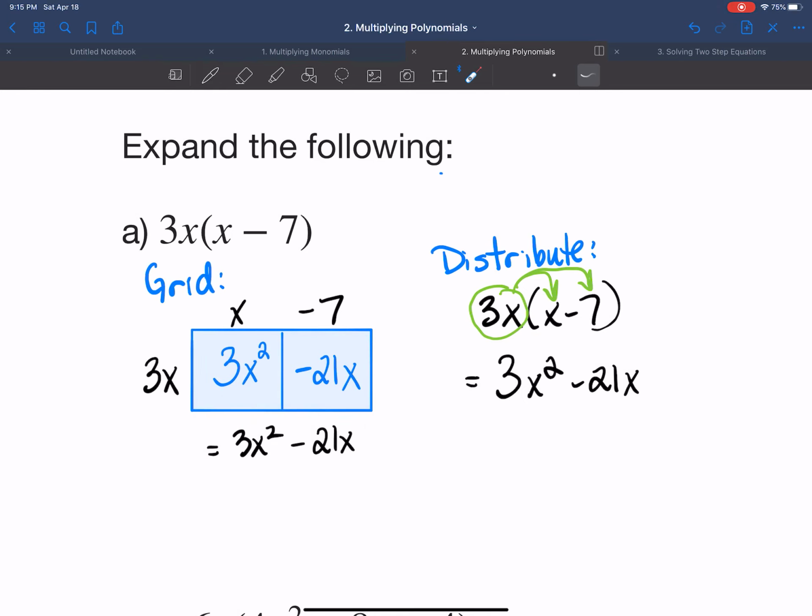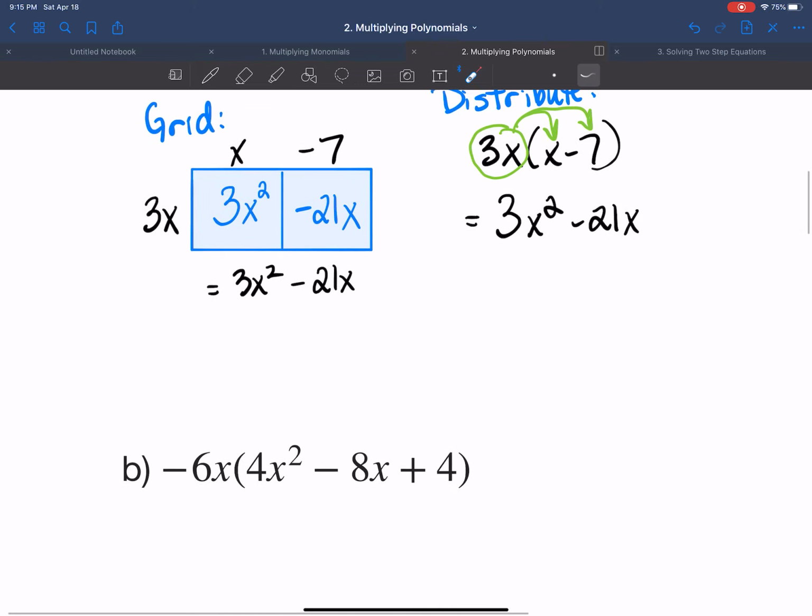And as you can see, same answers, different methods. It's just whatever you prefer. So I'm going to stick with distribute, but I know a lot of people like the grid method. It takes a slightly bit longer. It's up to you, whatever you want to do. All right.